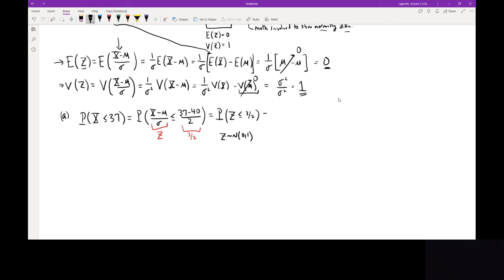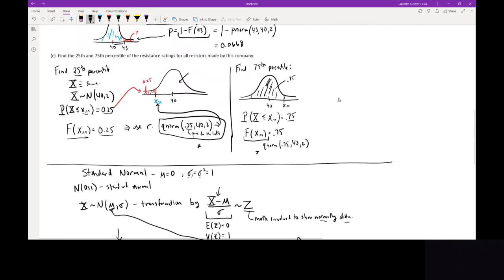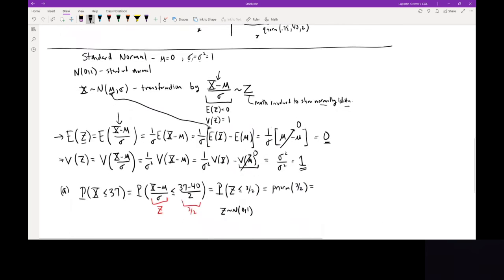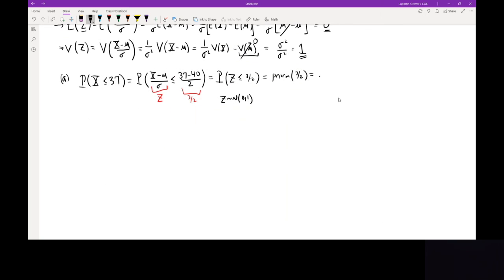That's the question. The good thing about R, if you remember when we looked at it, is that the mean is 0 and the standard deviation is 1 by default. So if you don't put anything else in there, if you just do pnorm of 3/2, you should get the same probability that we got above. Let's remember what we got. I don't remember, 0.0668. So that should be 0.0668.